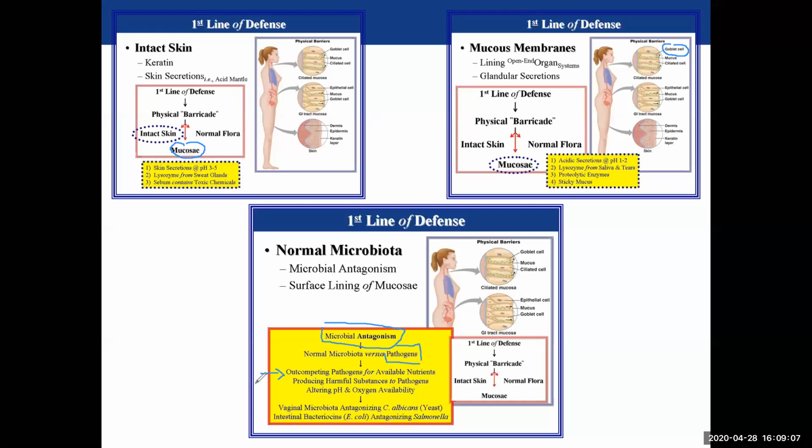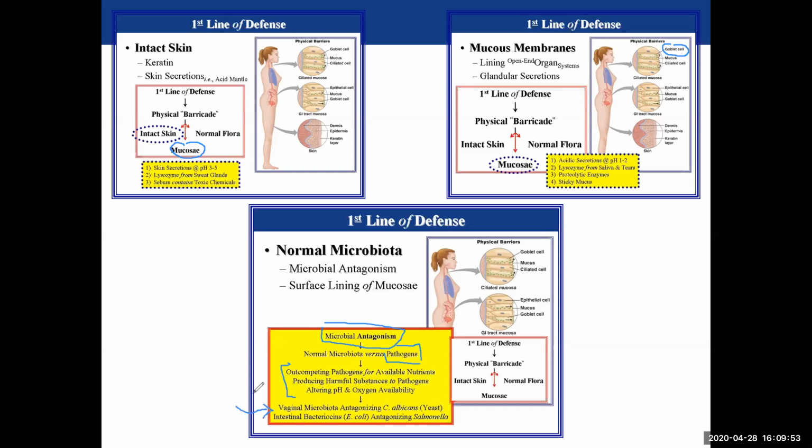The normal microbiota also can produce harmful substances that can kill off the non-resident pathogenic agents. They can also alter the local pH and oxygen availability to basically deter or slow down the growth of pathogenic agents. So these are the three ways where resident microorganisms are protecting us. So, two specific examples.